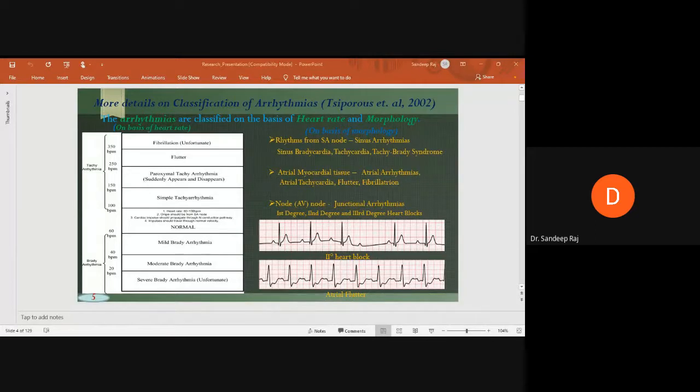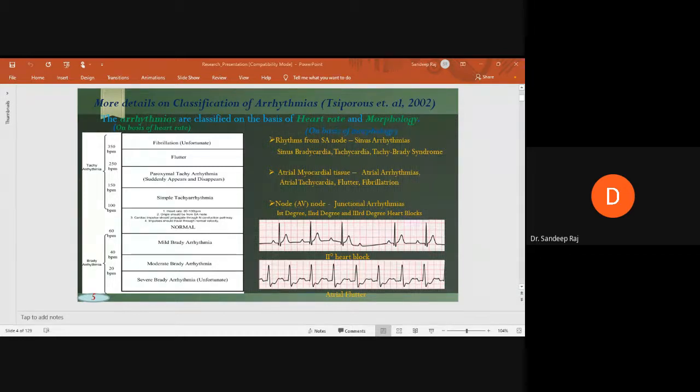If the heart rate goes beyond 100 beats and is between 150 beats per minute, then it is a case of simple tachyarrhythmia. If the heart rate goes above 150 to 250, then it is a case of tachyarrhythmia or paroxysmal tachyarrhythmia. And if the heart rate is above 250 beats per minute, then it is flutter, which I was talking about. And if the heart rate again goes beyond 350 beats per minute, then it is a case of fibrillation, which is very unfortunate for a patient.